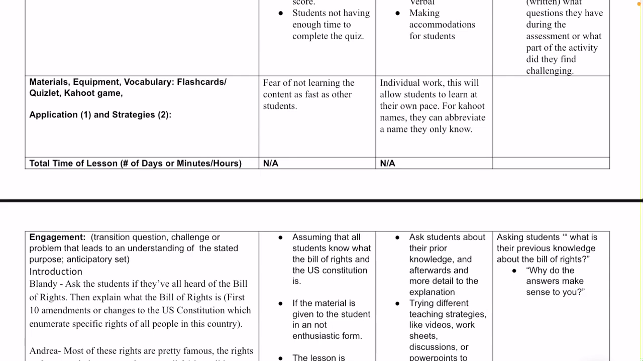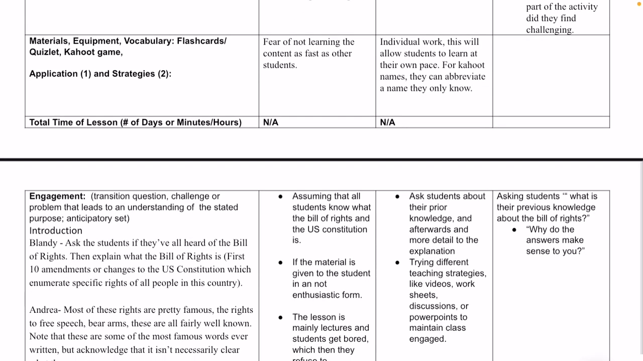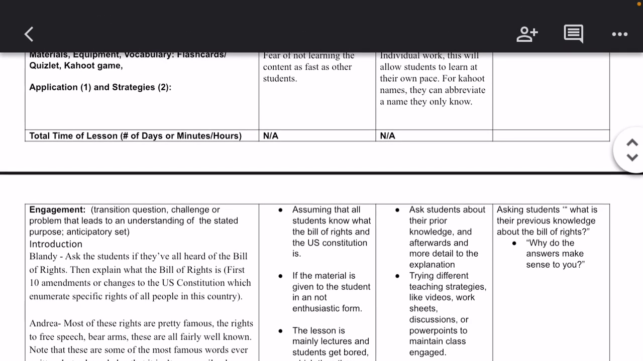student may have a fear of not learning the content as fast as other students. So what we came up with was individual work. This is going to allow our students to learn at their own pace. And we also decided on a Kahoot, so they won't feel embarrassed. They can put an appropriate nickname or abbreviate their names. So in case one student gets an answer wrong, they won't feel embarrassed in front of the rest of the class that they don't know that part of the lesson yet.